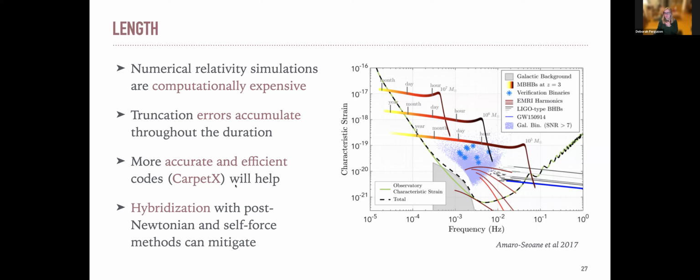Now, you have talks in your schedule on CarpetX and the next generation mesh refinement for the Einstein Toolkit, so I'm not going to go into it at all, but I'll comment that those improvements, making more accurate and efficient mesh refinement and codes, will help with this problem significantly for sure. I don't think we'll ever reach the point where we're using numerical relativity to simulate this entire system. I think hybridization is going to be the answer here, and that is what people are already doing. Earlier I mentioned when your black holes are very far apart, post-Newtonian methods are plenty accurate for simulating them.